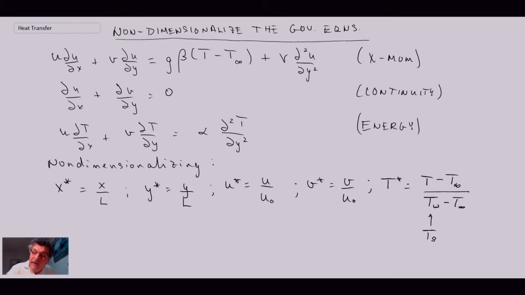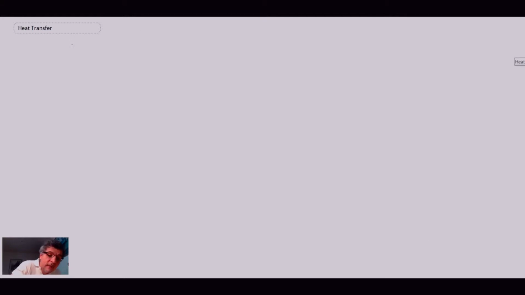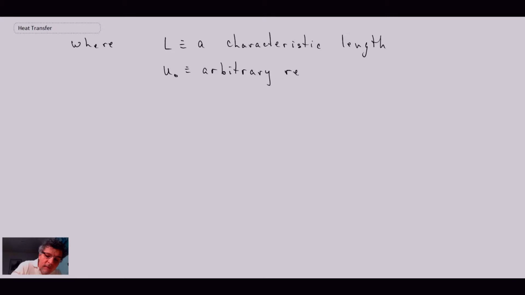T wall and Ts are one and the same, the surface or the wall temperature. And in this, L is a characteristic length scale, and u naught is some arbitrary reference velocity that we have not yet defined.